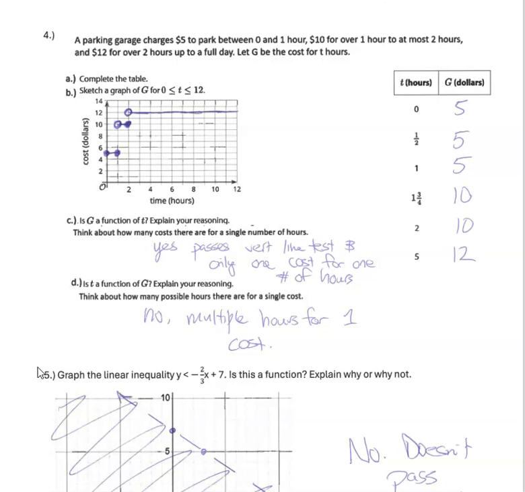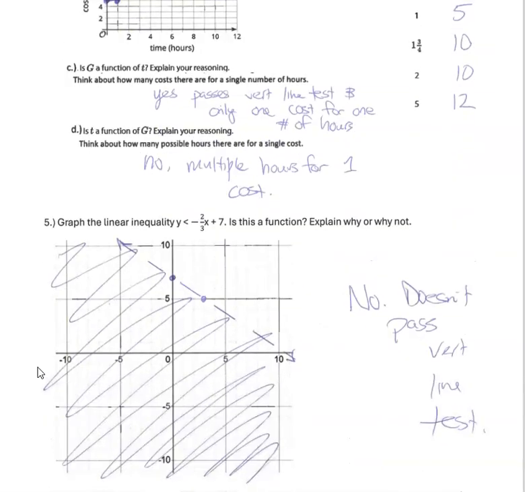Then they ask you to flip it. Is t a function of g? It's basically saying, think about how many possible hours there are for a single cost, because we're flipping the whole thing. And when you do that, is there only one possible number of hours for a cost? No, there's multiple. So that would not be a function. T is not a function of g.